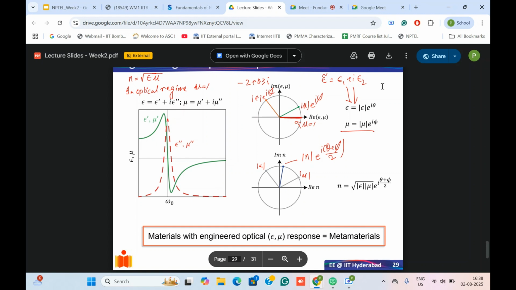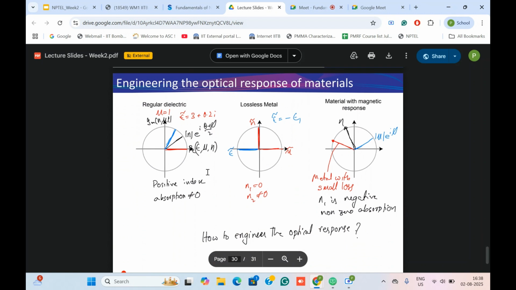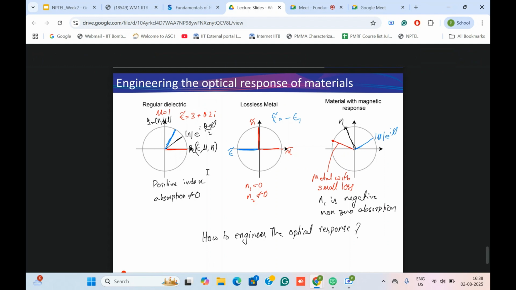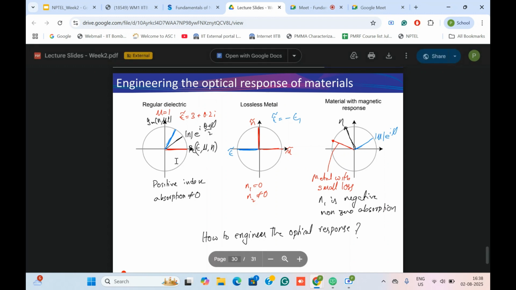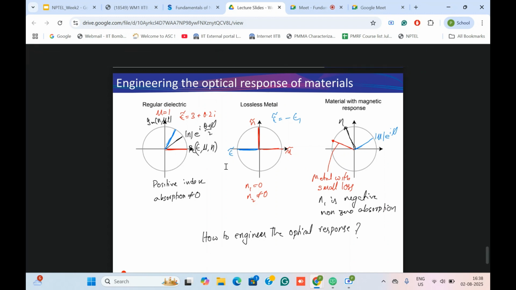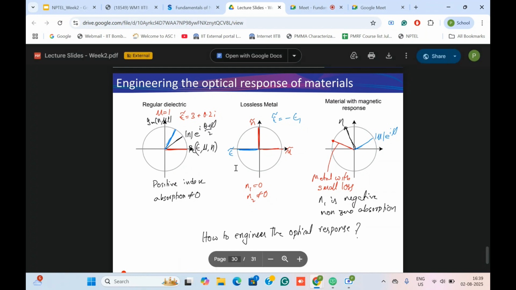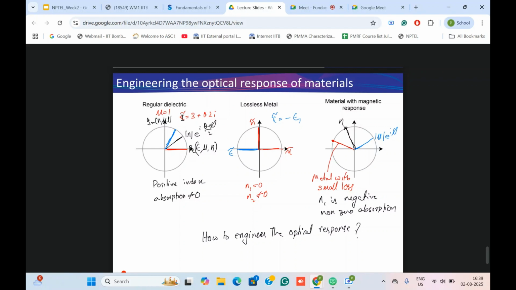So, what are metamaterials? Materials with engineered optical response. An optical response will consider the values of changed permittivity and permeability. In the first case, we can see the regular dielectric where mu is equal to 1. This is the real part of epsilon, represented by the red part. Since mu is equal to 1, it will be along the x-axis. Now, if there is some epsilon 3, it will be in the positive axis. The blue color is representing the n. So the resultant will be the combination of both. The black is representing the resultant vector, modulus of n and e to the iota (theta plus phi) by 2.